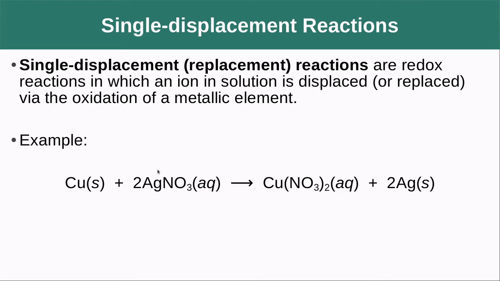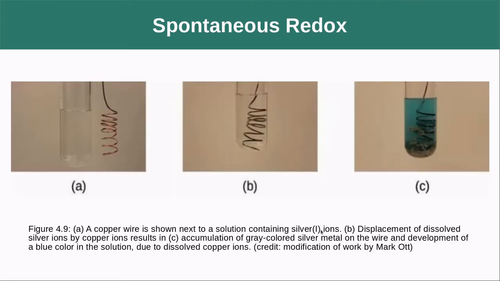Silver went from a +1 state here to a neutral state, so that means that electrons left copper and went to silver in this reaction. You can see that a lot of these redox reactions are spontaneous, such as the copper wire that's dunked into the silver nitrate solution.